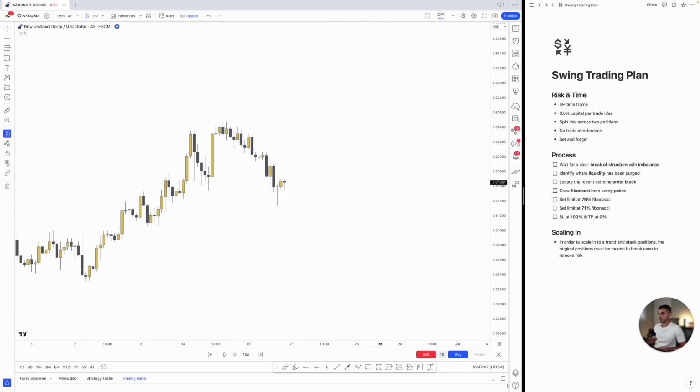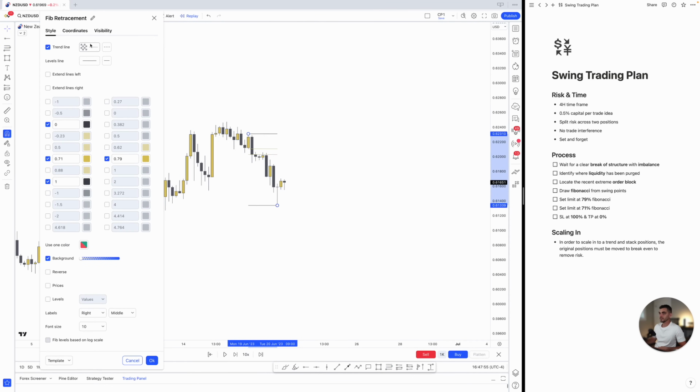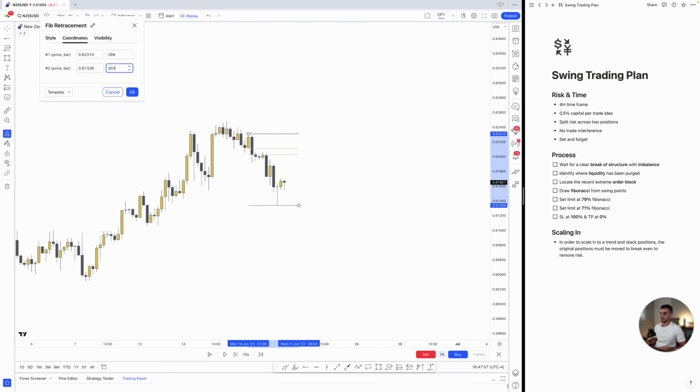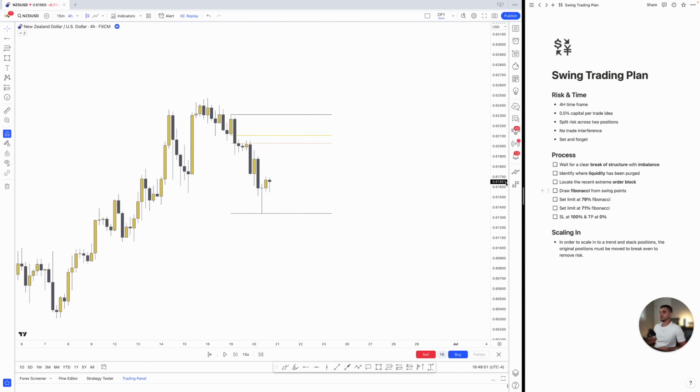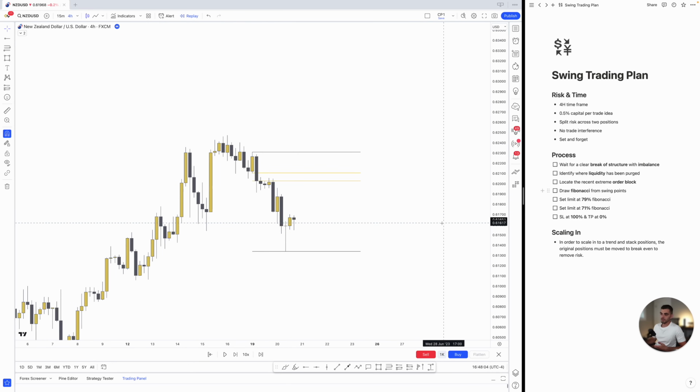And yes, this was a trade that I actually took. I do have proof of it as well. So swing high to swing low, drag the Fibonacci tool from there. Let's just extend it out a little bit. So this is why it can be a lot more simplified, right?